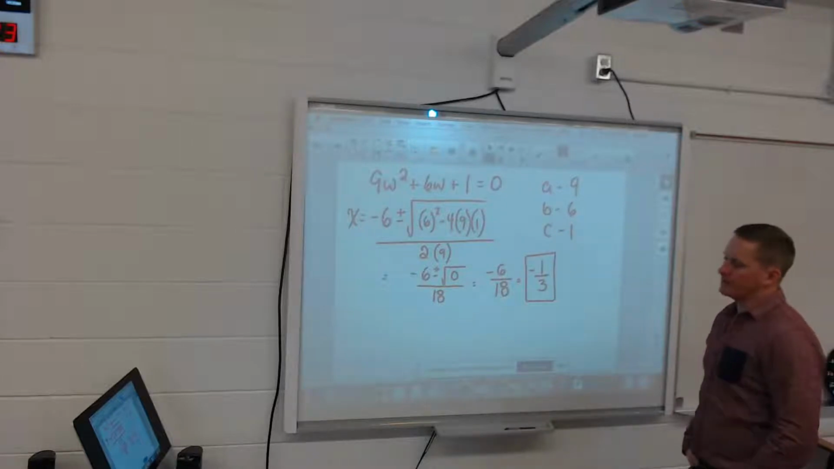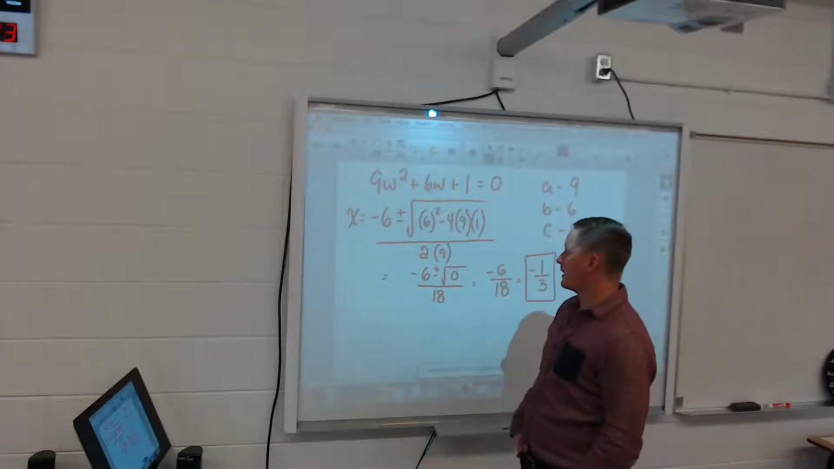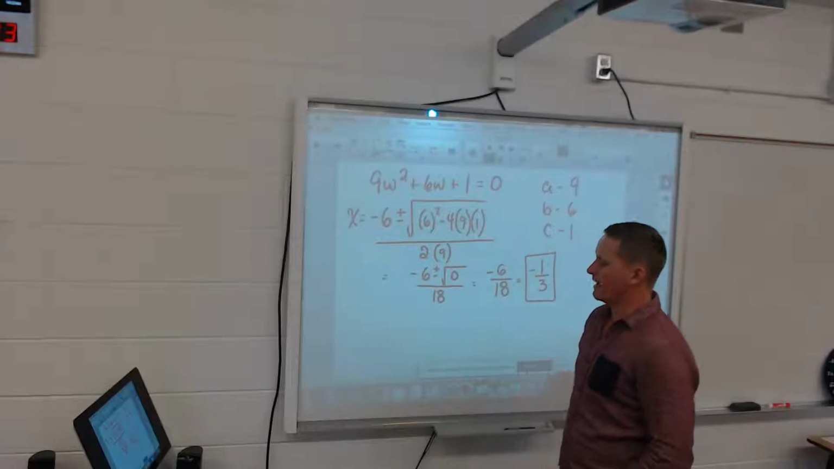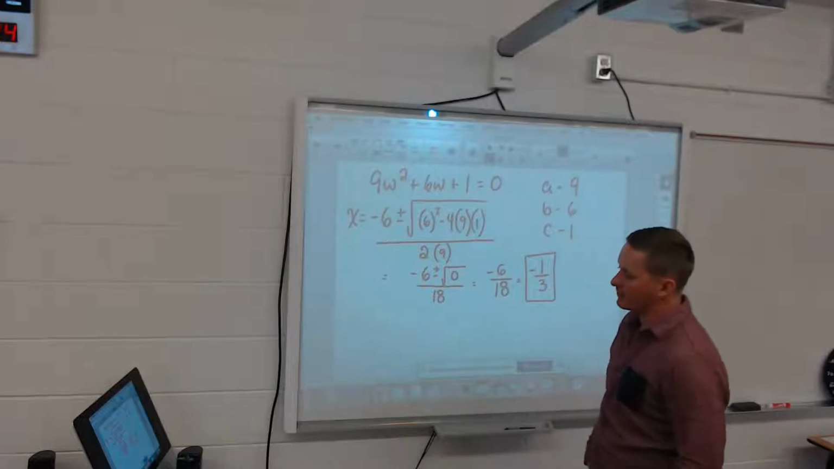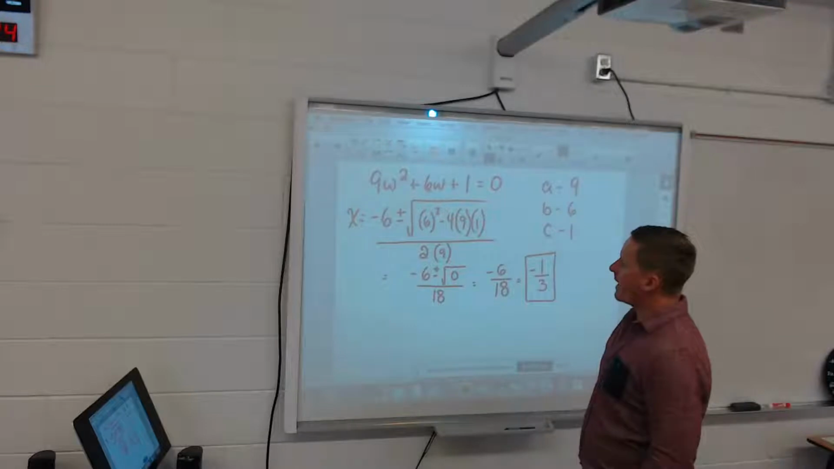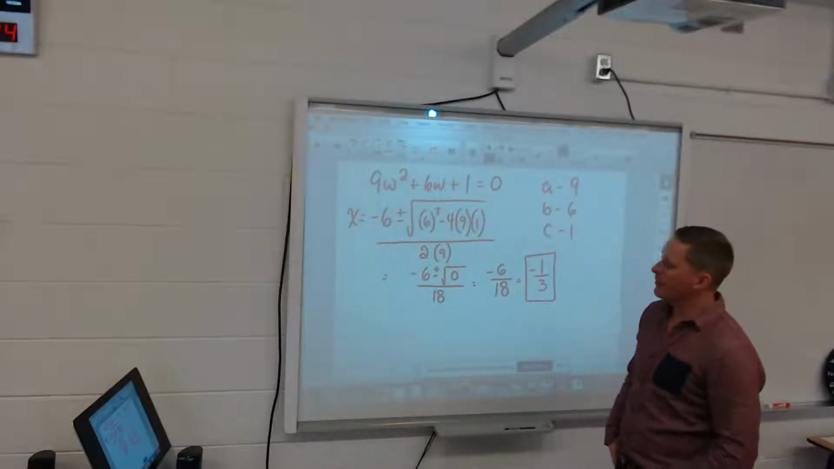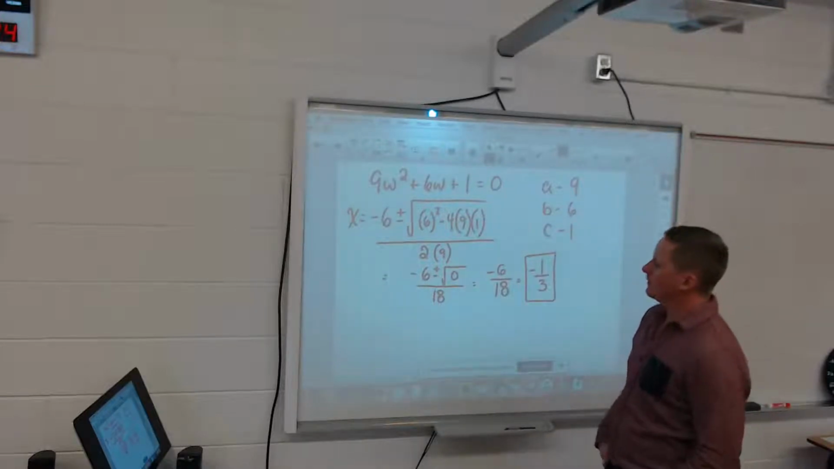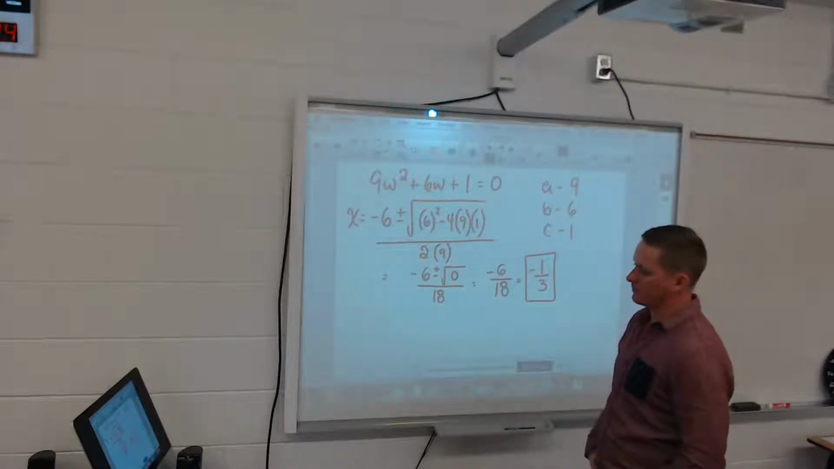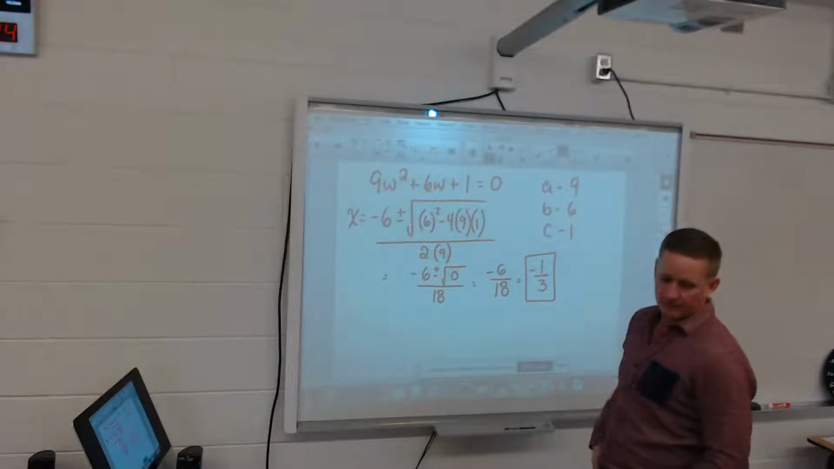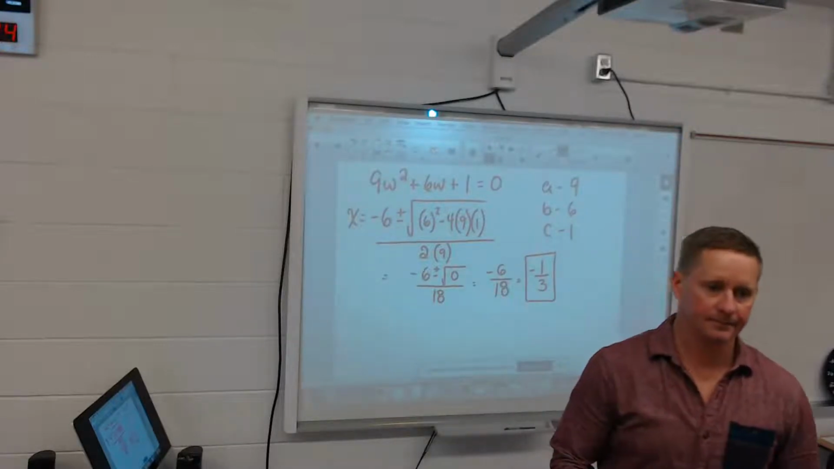Now remember, when the discriminant, the b squared minus 4ac, equals 0, that means I only have one root. In this case, my root is -1/3, which means then that the vertex of this parabola would be on the x-axis. But you have to be able to use this equation and solve it and take it down into fraction form. Okay.